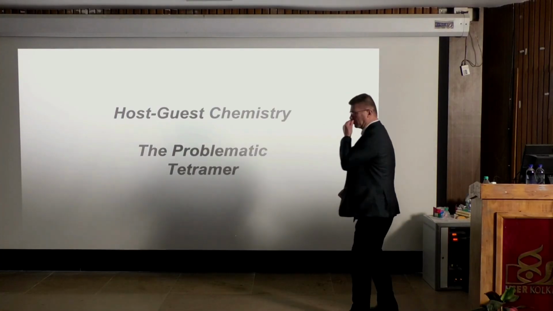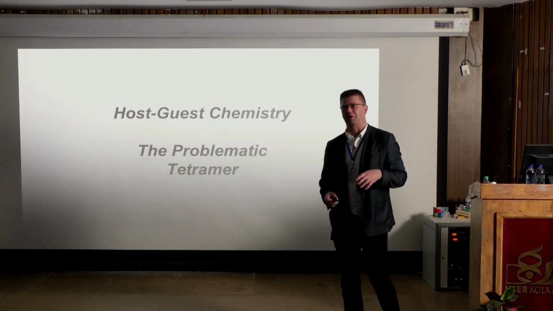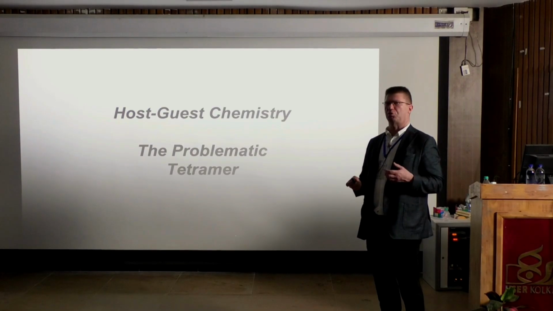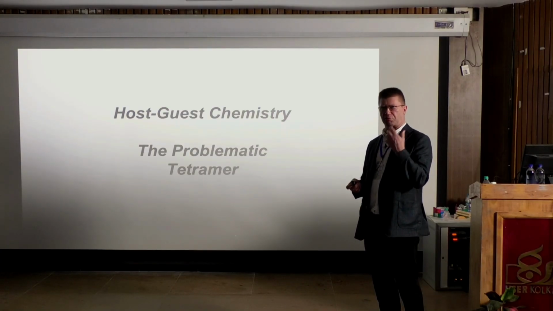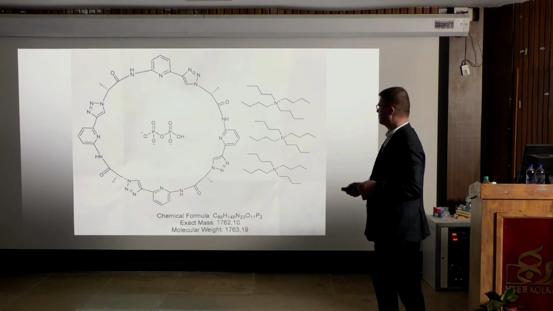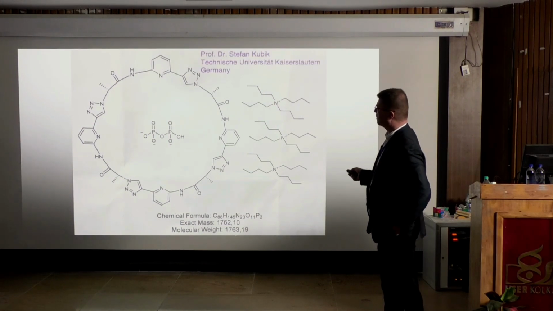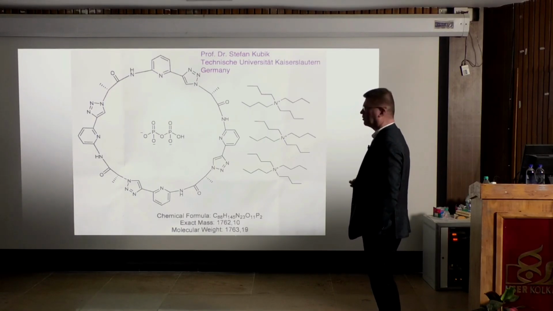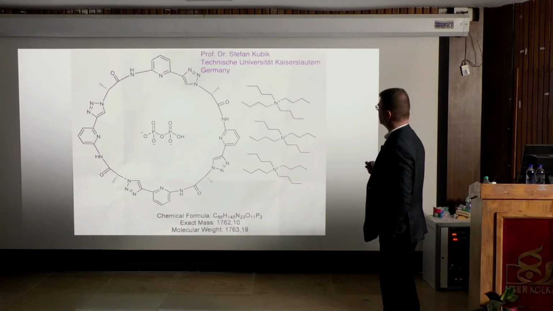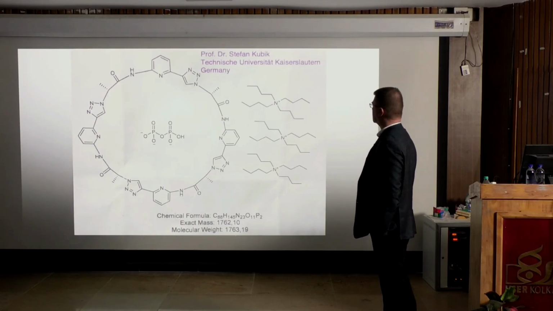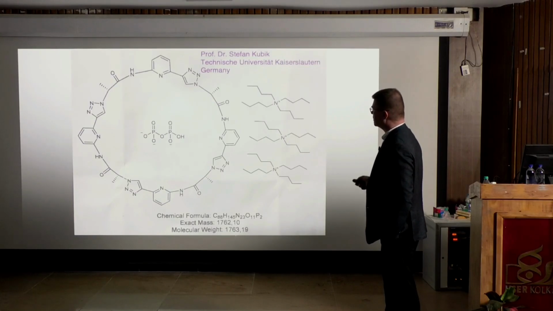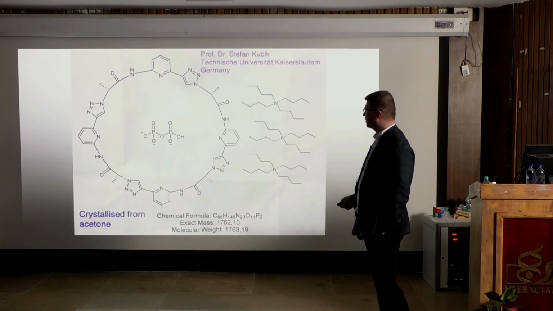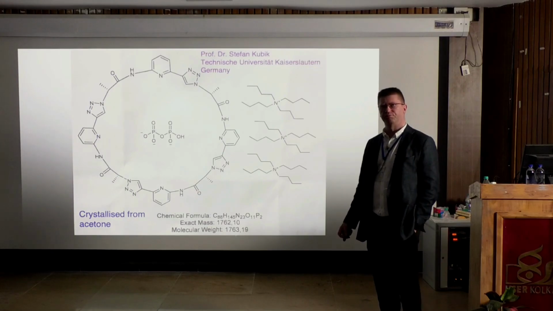Now, a little bit more of what we can do. Sometimes you face really big surprises. And this is a very interesting thing to show you what the X-ray structure can tell you. So I got this kind of a structure. It's a macrocyclic, relatively small amino acid based macrocycle. And this is Stefan Kubik from University of Kaiserslautern, Germany. And then this thing was there, you can see what is there. It's a diphosphate in there, and it's crystallized from acetone.